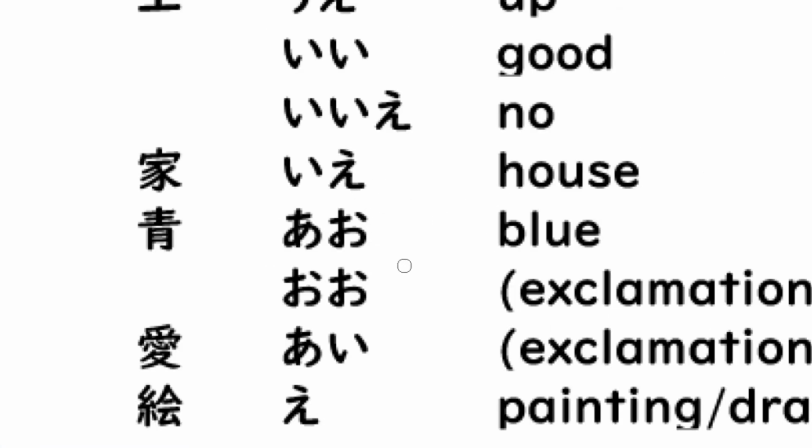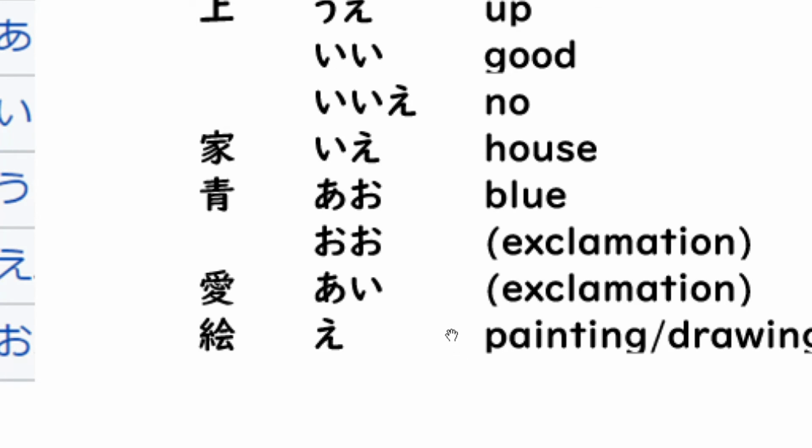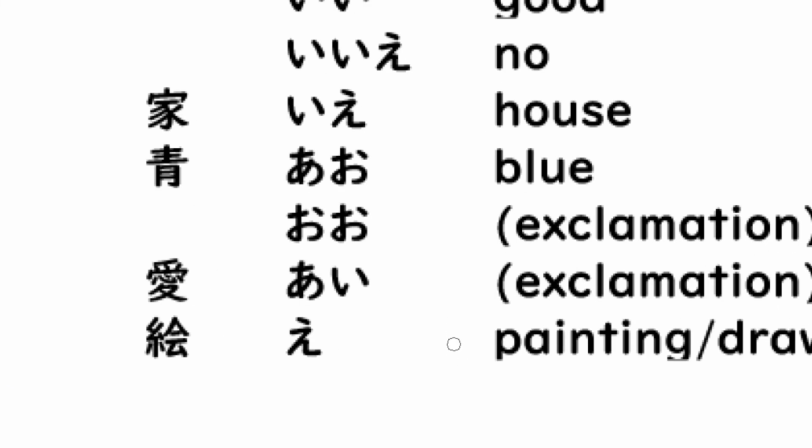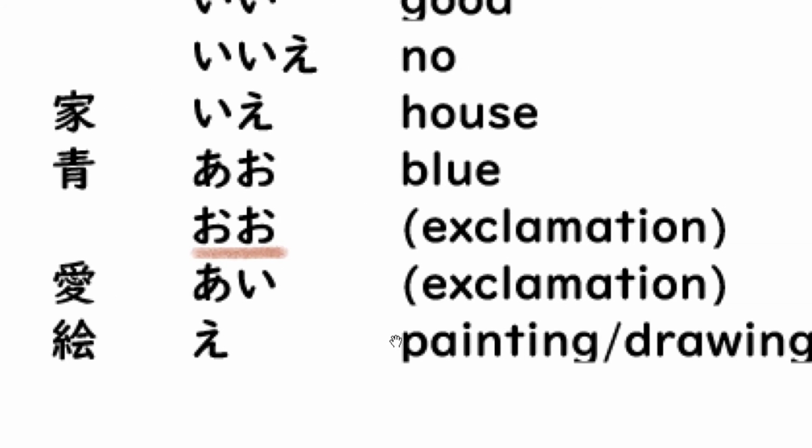Right, and moving down, we have ao. A plus o makes ao, and that is blue. All right, and now I'm kind of pushing it here, but it's hard when we only have vowel sounds. Here we have o and then o, and once again, that just stresses the sound, so it becomes oo, and that's just an exclamation.